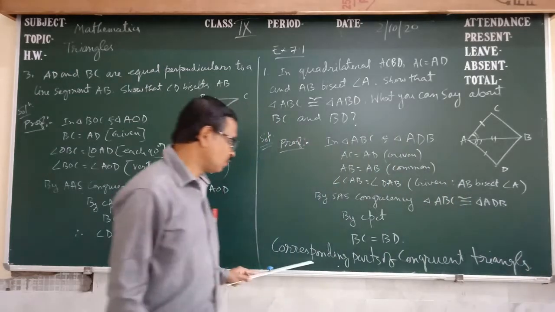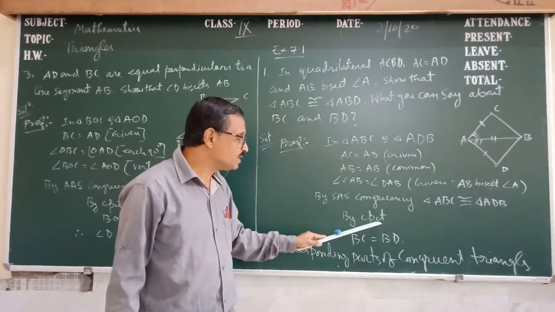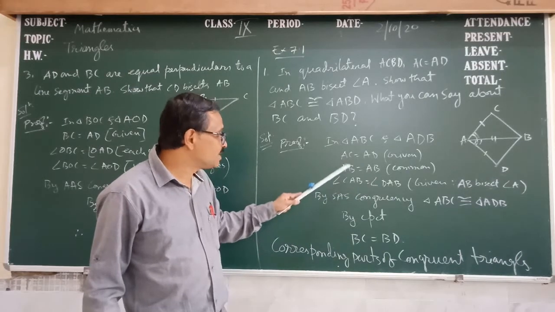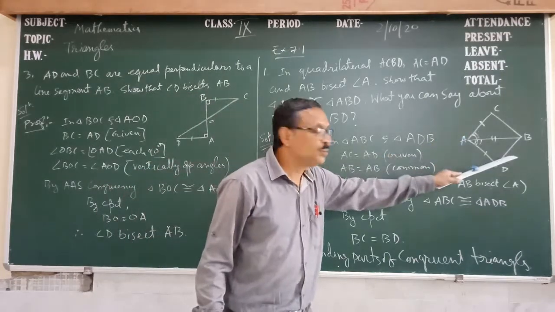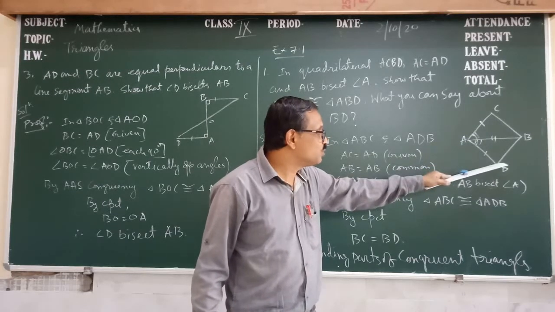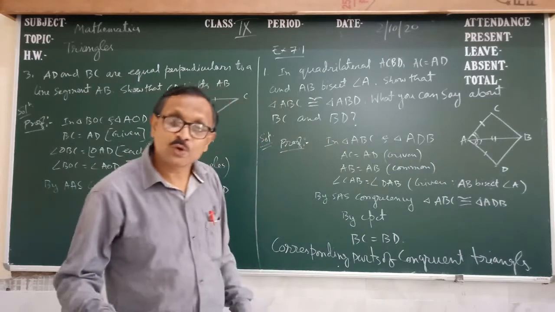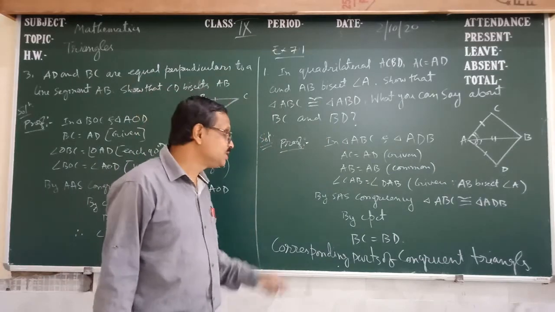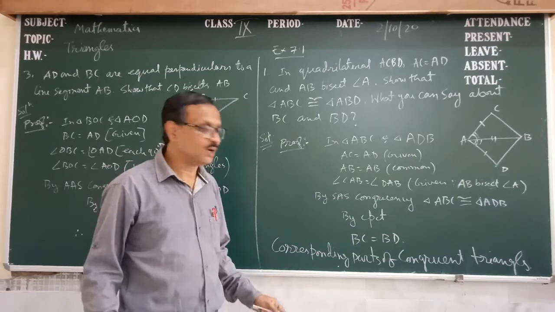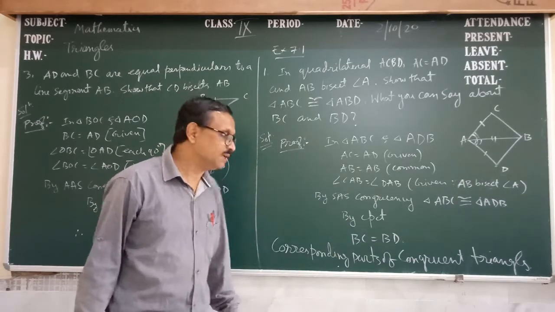This is meaning corresponding parts of congruent triangles, that is CPCT. So by CPCT, the remaining things, that is the third side, we have considered two sides, then the third side BC is equal to BD, and then angles are also equal. This angle is equal to this angle, and this angle is equal to this angle. So these are the corresponding sides and corresponding angles, and the remaining corresponding sides and angles are also equal. Here we only have to find BC and BD, so we have written BC and BD.